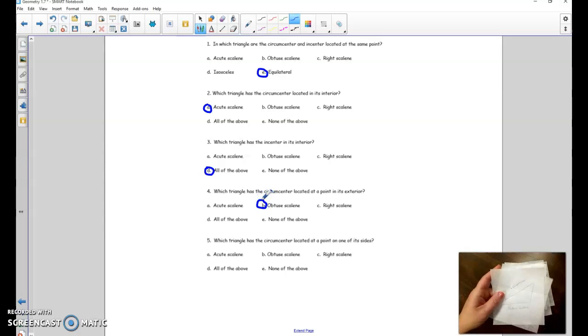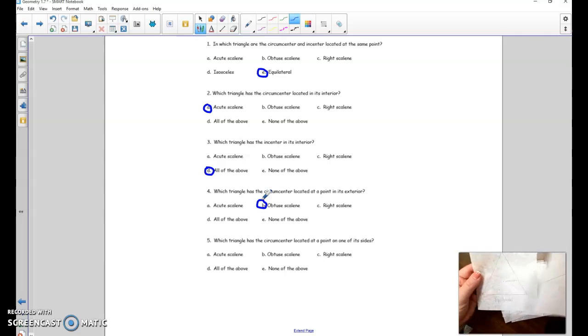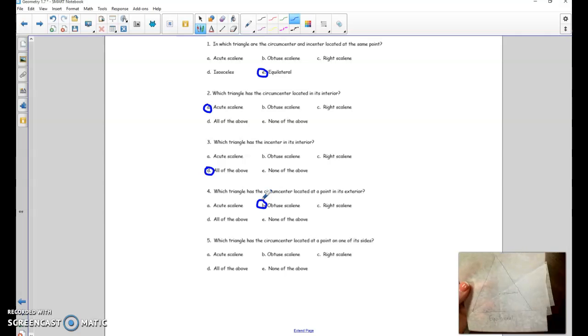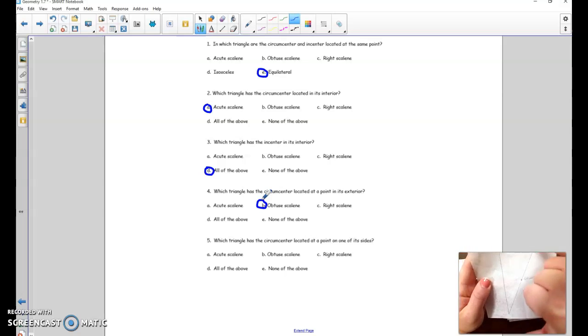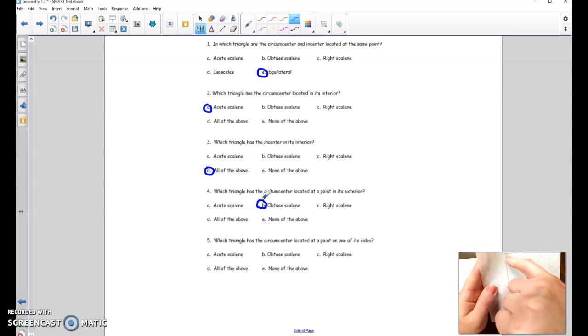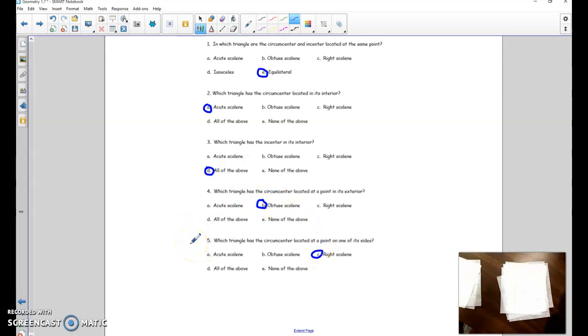Number five, which triangle has the circumcenter located at a point on one of its sides? And this was outside for obtuse scalene, inside for equilateral, inside for isosceles. It was the right scalene. And more specifically, remember I said this is the midpoint of the hypotenuse. Your hypotenuse is the side across from the right angle, and that is at the center of that side. So it's the midpoint of the hypotenuse. But it's the right scalene that has the circumcenter on one of its sides. All right, you are ready to work on your homework.